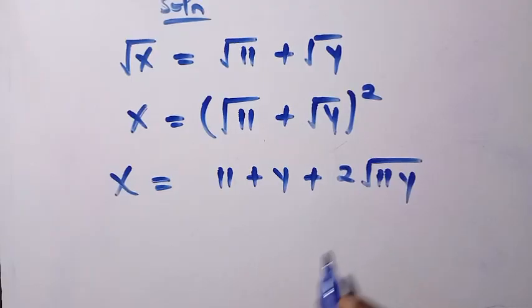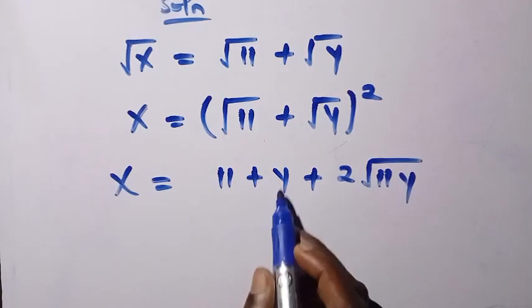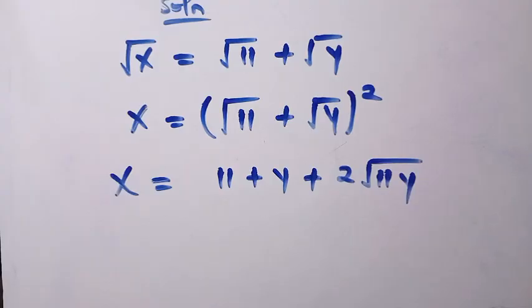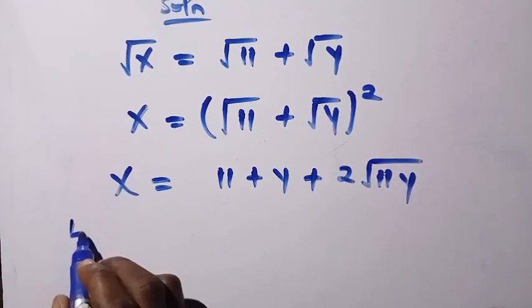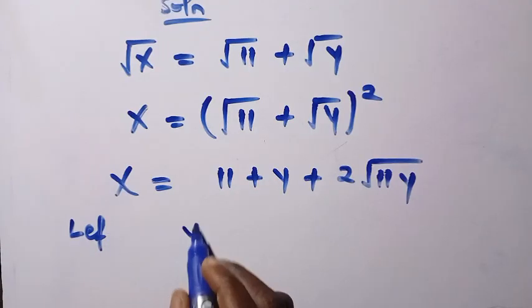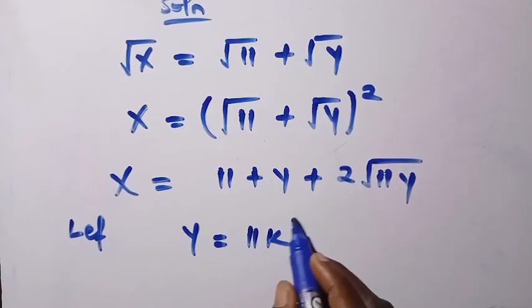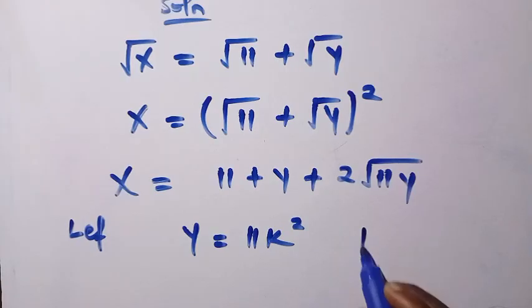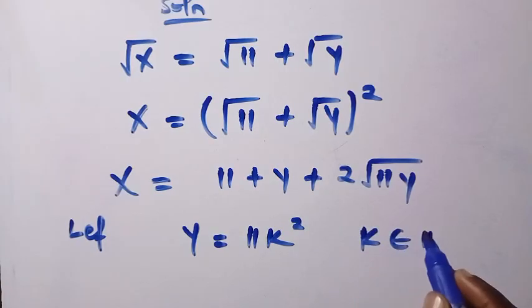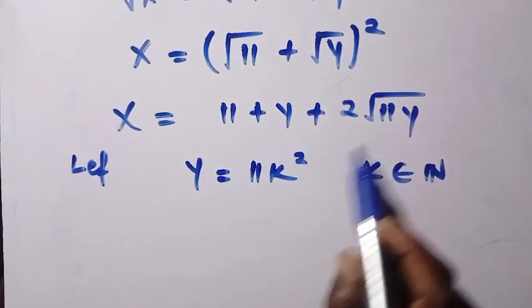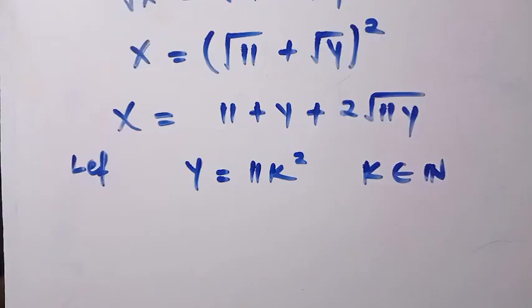So after expanding this, I want to make y the subject, and I want to make x the subject. Let's say I replace y in terms of k. If I let y be equal to 11k squared, but k here also is a member of natural numbers, then we are going to be replacing every single y here with 11k squared.